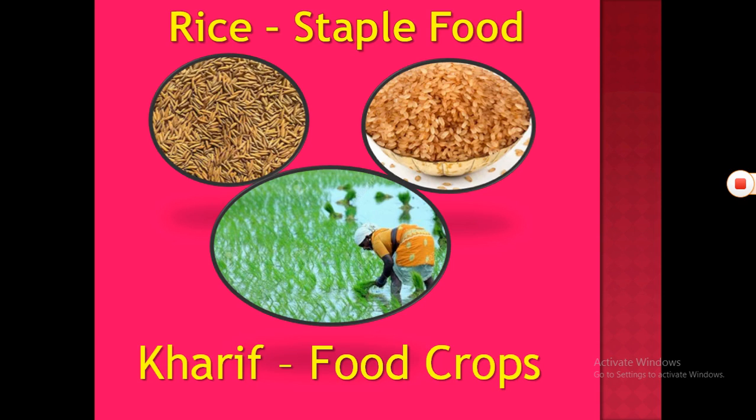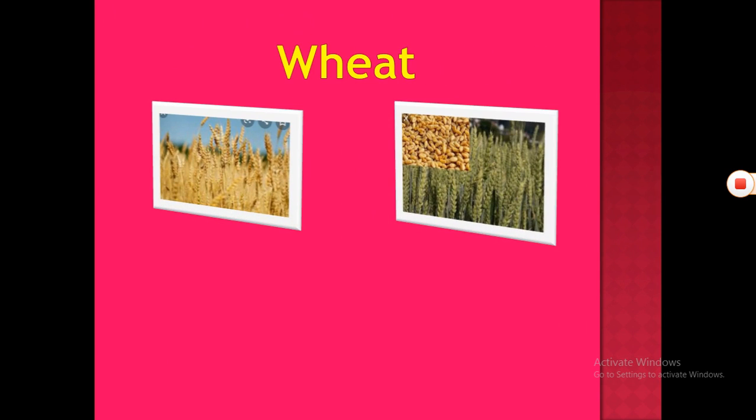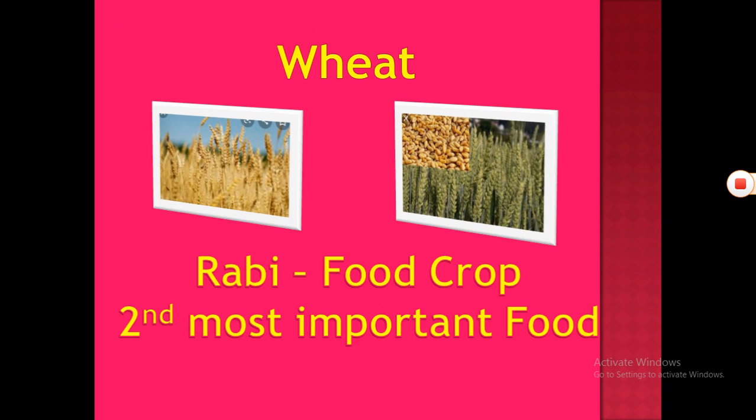Now, second one is wheat. Wheat is the second most important food crop of India. It requires cold climate. The water requirement is very low. Wheat is grown as a rabi crop in the entire northern plain except the Brahmaputra valley.